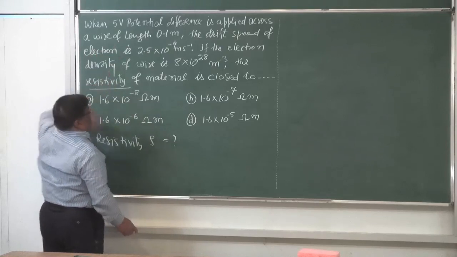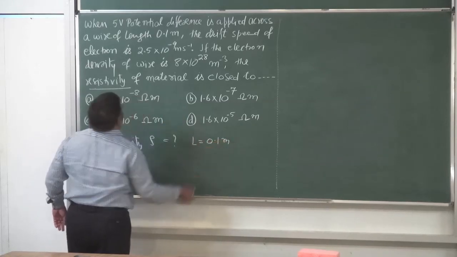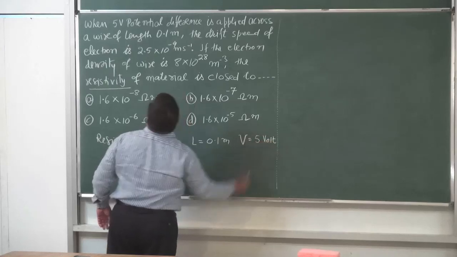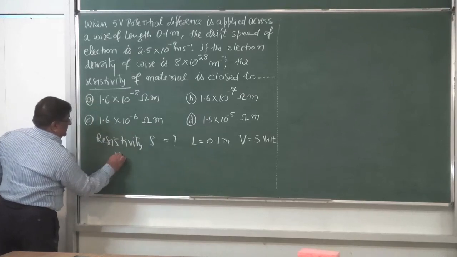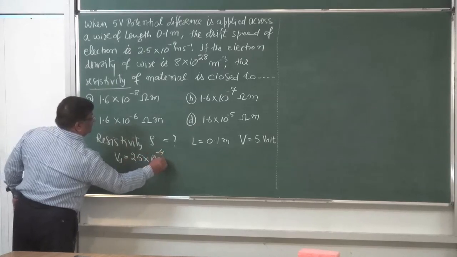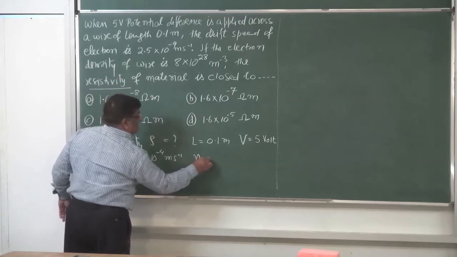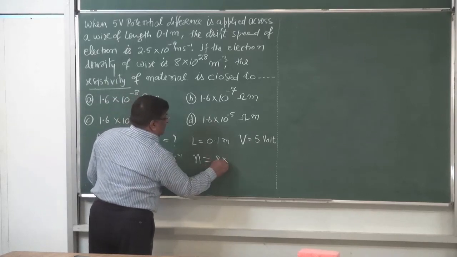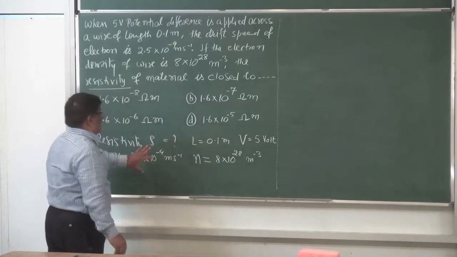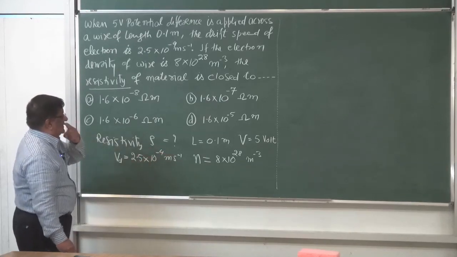What is given to us? Length of wire 0.1 meter. The voltage across V is equal to 5 volt. Drift speed of electron is 2.5 into 10 to the power minus 4. The electron density, we remember it is small n, 8 into 10 to the power 28. Okay, these are the quantities. Resistivity we have to find. Drift velocity and n are given to us.